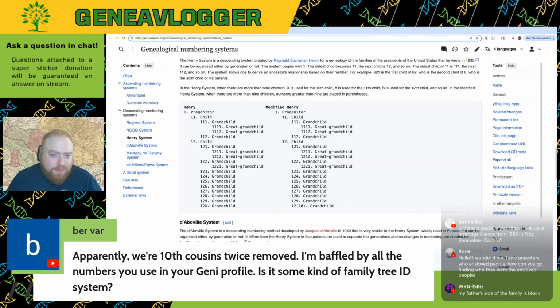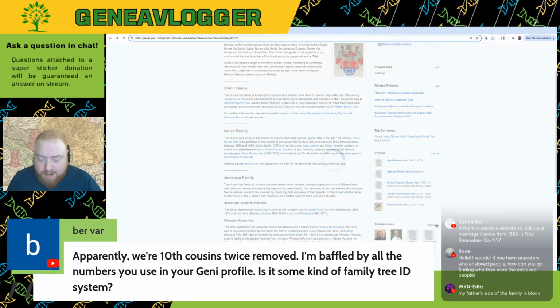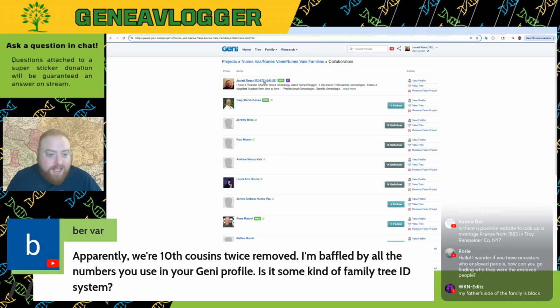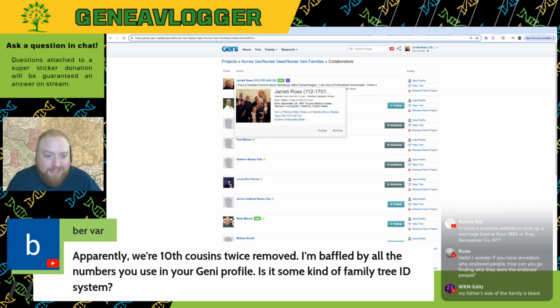I don't know exactly what they do after that. I think 12x is used for the 10th, A for the 11th, B for the 12th, and so on. The modified Henry system does 12 and then 10 in parentheses. I hated the parentheses, so what I started to do was 12, 0, 1. When you look at mine, you'll see that there's a 0, 1. So it goes 1, 1, 2, 1, 7, and then 0, 1 is the 10th.